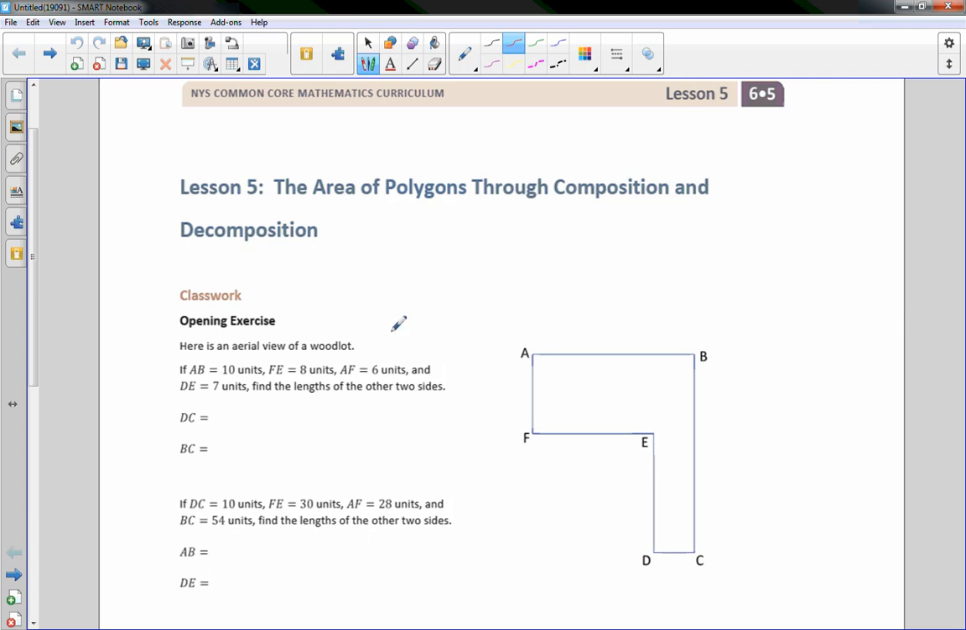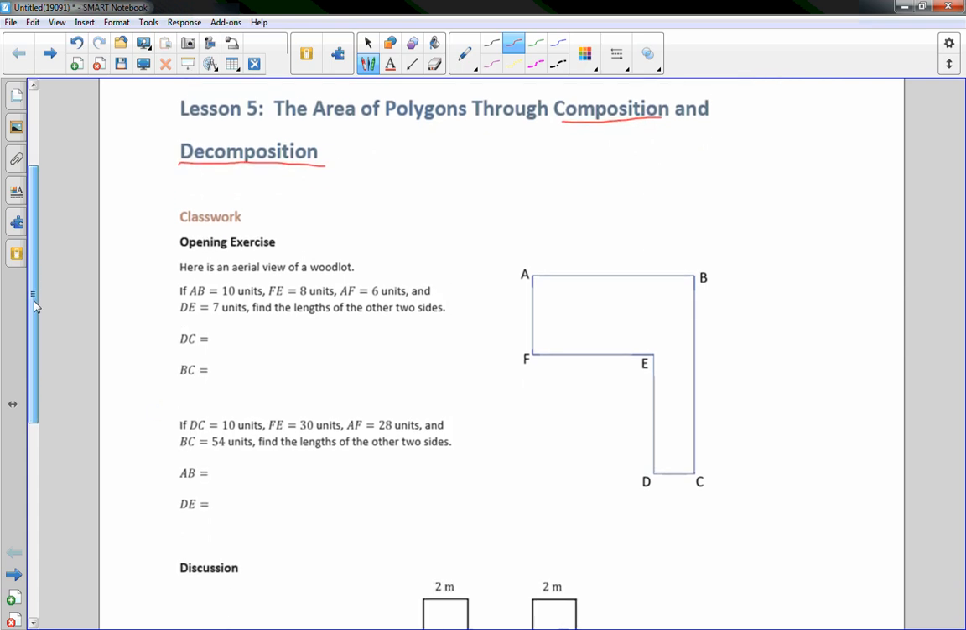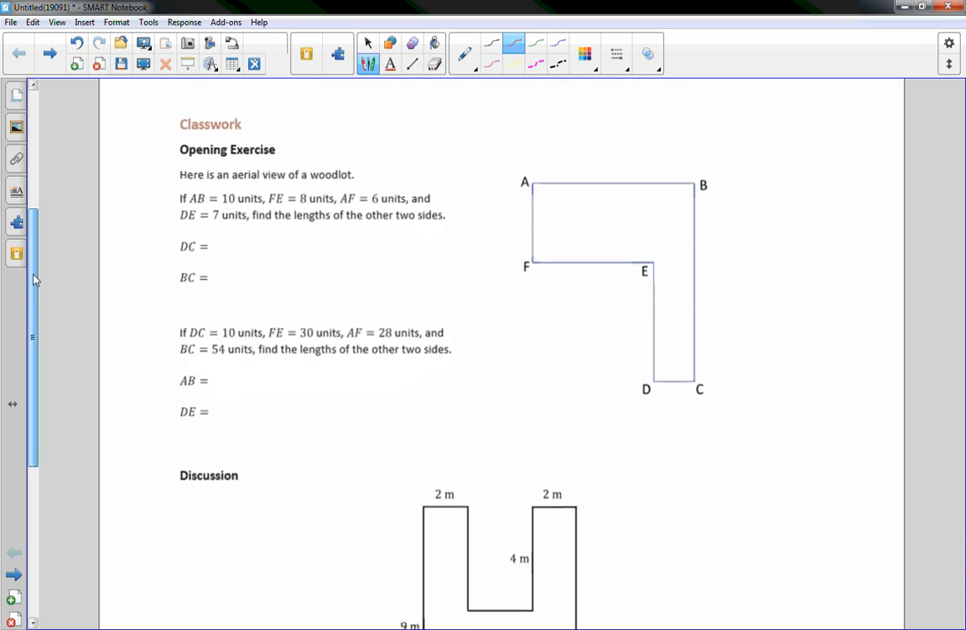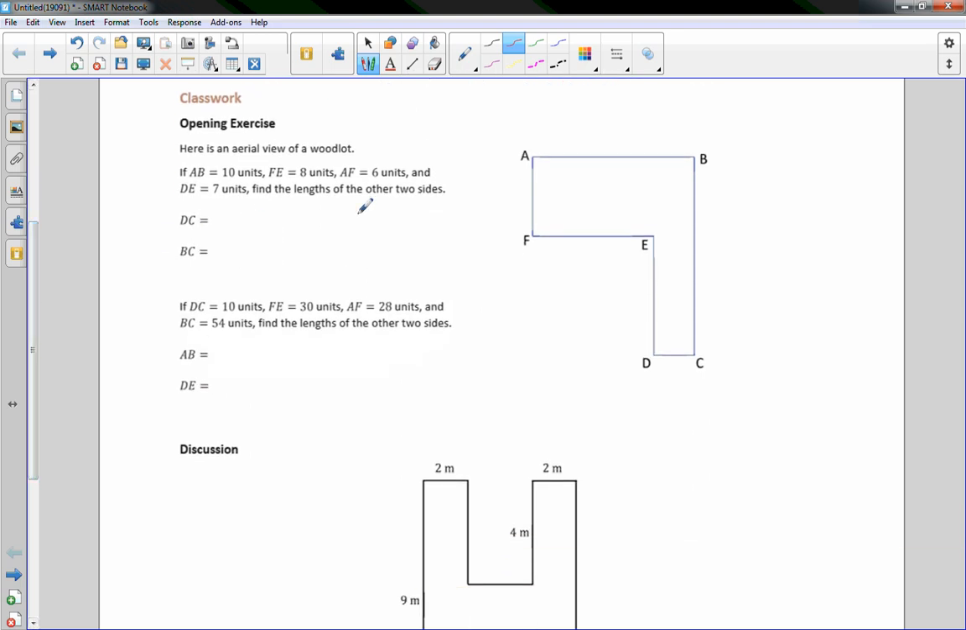This is Lesson 5, the area of polygons through composition and decomposition. Putting things together, taking things apart. So that's what we're going to be doing here: finding area by taking pieces of objects and finding the areas of those particular objects.